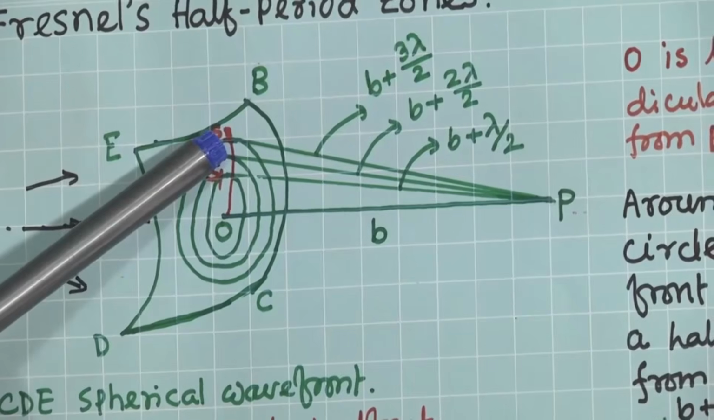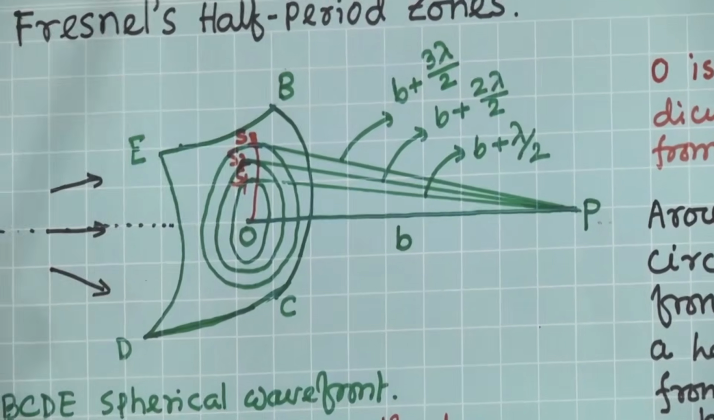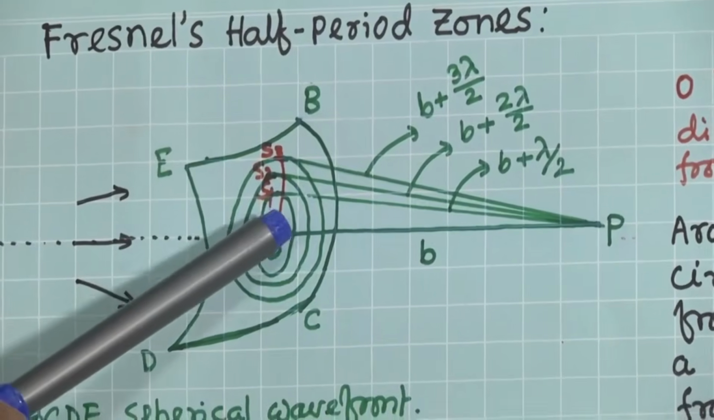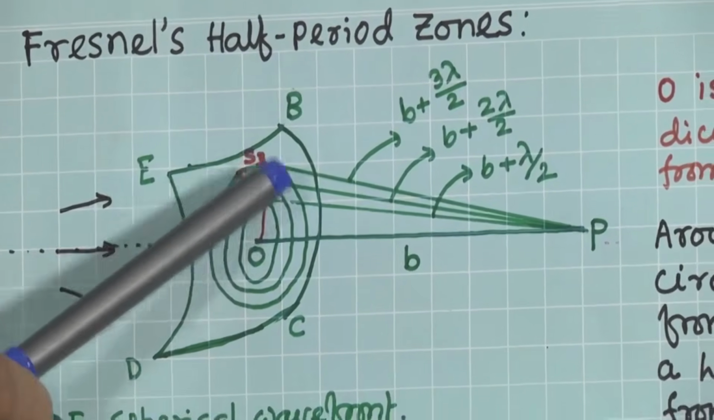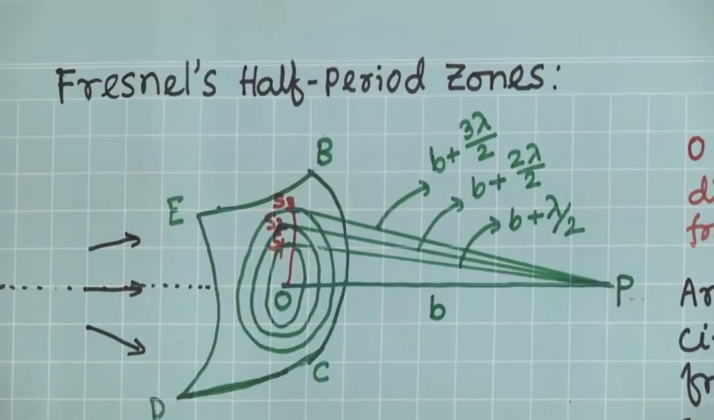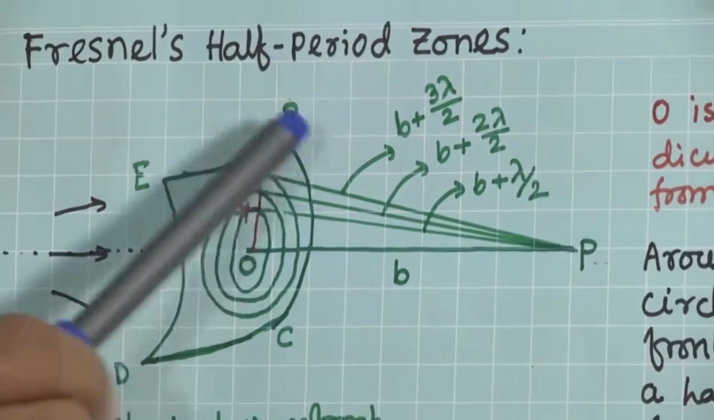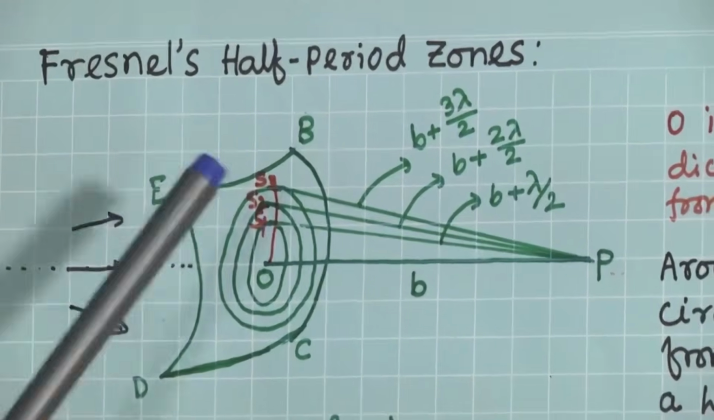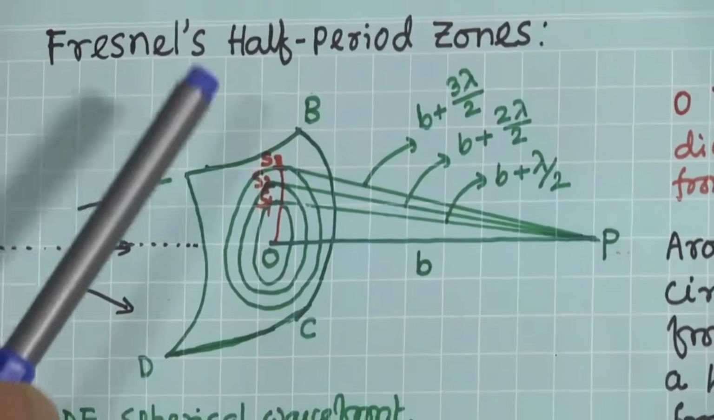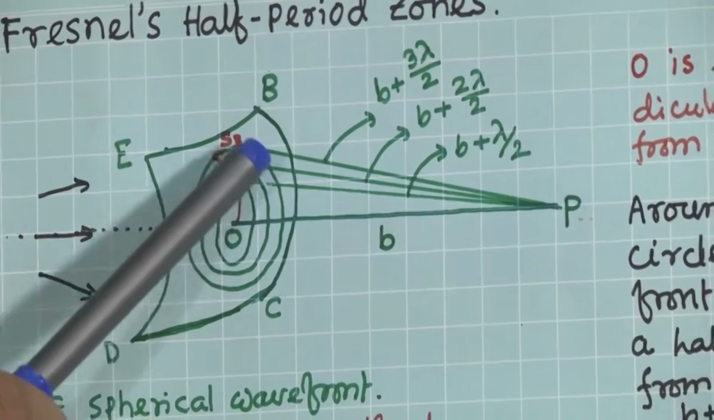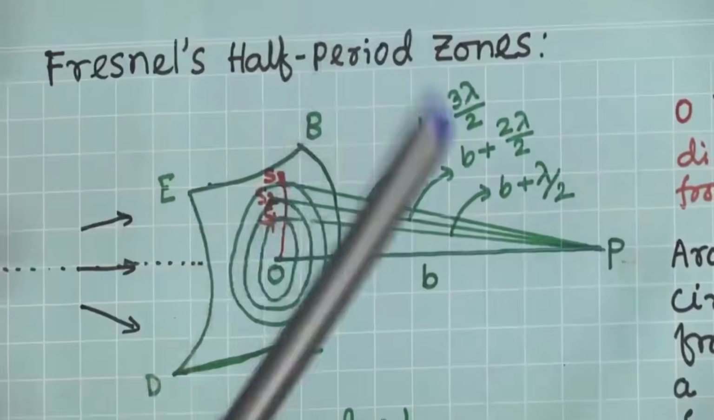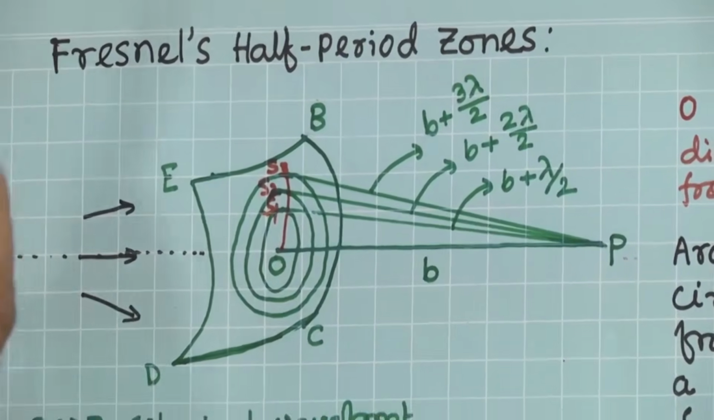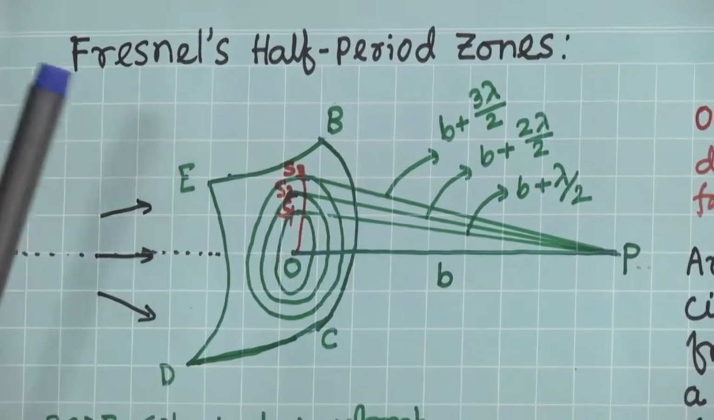So we can show that light coming from alternate zones will be in phase. These are called the zones, and it is called a half period zone, Fresnel's half period zone, because the light coming from consecutive zones has a path difference of lambda by 2, or a phase difference of pi.